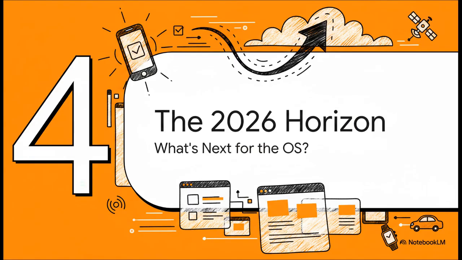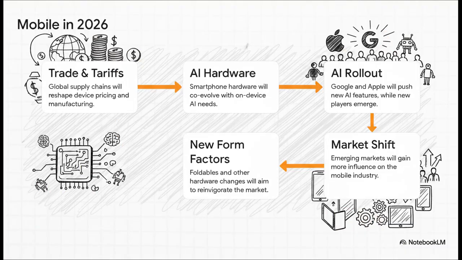Okay, so that brings us to today. But what about tomorrow? Let's look ahead toward the 2026 horizon, because there are some major shifts already taking shape, especially in the world of mobile. All right, looking ahead, it's really all about two things: intelligence and adaptation. Our phones, they're going to need new hardware specifically designed to handle AI right on the device. We're going to see a huge push for AI features from giants like Google and Apple.